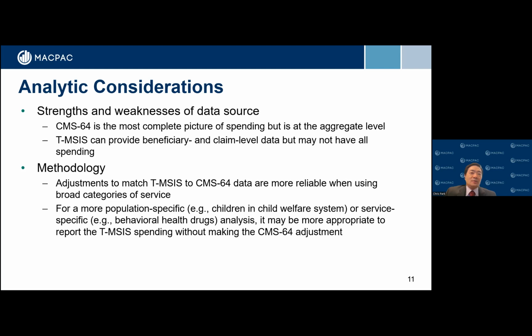For example, the way MACPAC makes its adjustments to gross up TMSIS spending to match the CMS 64 relies on state averages and is more reliable when using large categories of service and beneficiary characteristics. However, if you're doing an analysis on a more specific population, such as children in the welfare system, or specific service such as behavioral health drugs, the spending and utilization patterns may differ significantly from the state averages. And it may be more appropriate just to use the amounts reported in TMSIS and not make that adjustment to the CMS 64. For example, generic drugs receive a lower rebate than brand drugs. So if you're looking at a class of drugs where most are generic versions, then applying the average rebate of over 50% would actually understate the net spending for those drugs.